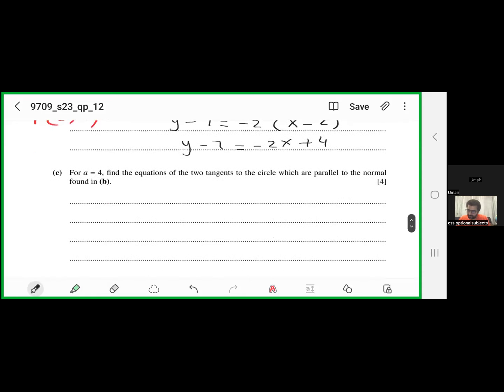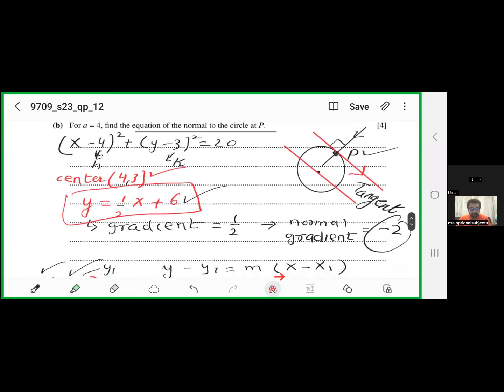Okay, great. If a is equal to 4, find the equation of the two tangents to the circle which are parallel to the normal found in B. Okay, the normal obtained in B, they are talking about this one. We have to find the equation of the two tangents to the circle which are parallel to the normal.